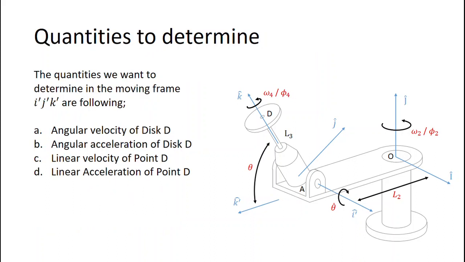Alright, what do we want to find? We want to find in the I prime, J prime, K prime frame a number of quantities. One, we want to determine the angular velocity of the disk in the I prime, J prime, K prime frame. We want to determine the total angular acceleration of the disk and represent it in the I prime, J prime, K prime frame. And we want to do the same with the linear counterparts of these.